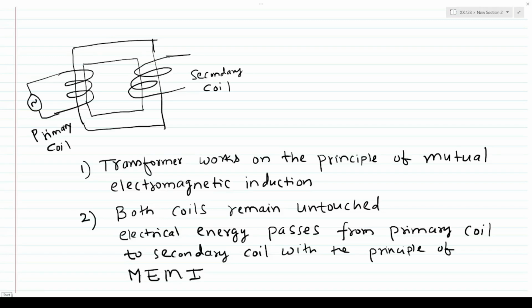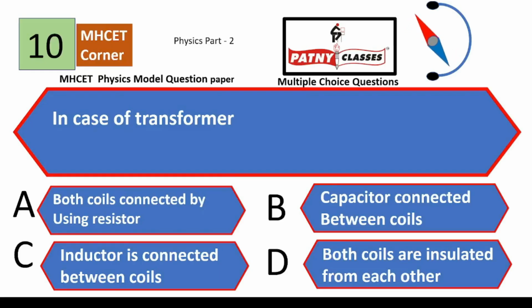Transformer has two coils, primary coil and secondary coil. Transformer works on the principle of mutual electromagnetic induction. Both coils remain untouched. Electrical energy passes from primary coil to secondary coil with the help of mutual electromagnetic induction. Therefore, in case of transformer, both coils are insulated from each other. Therefore, option D is the correct option.